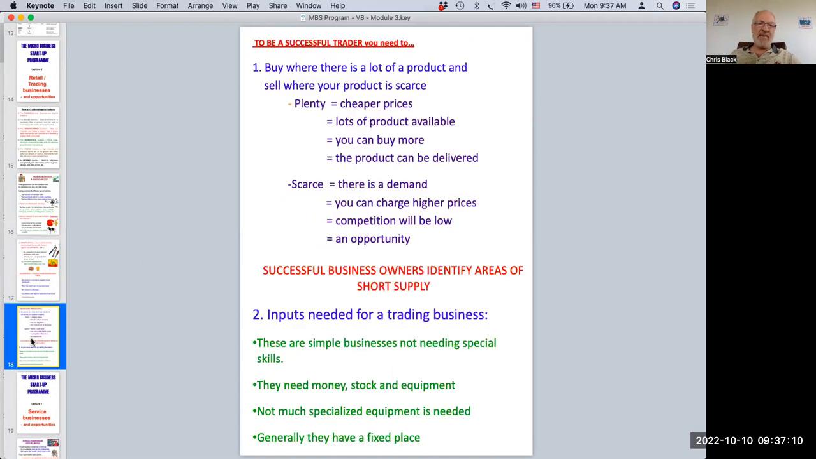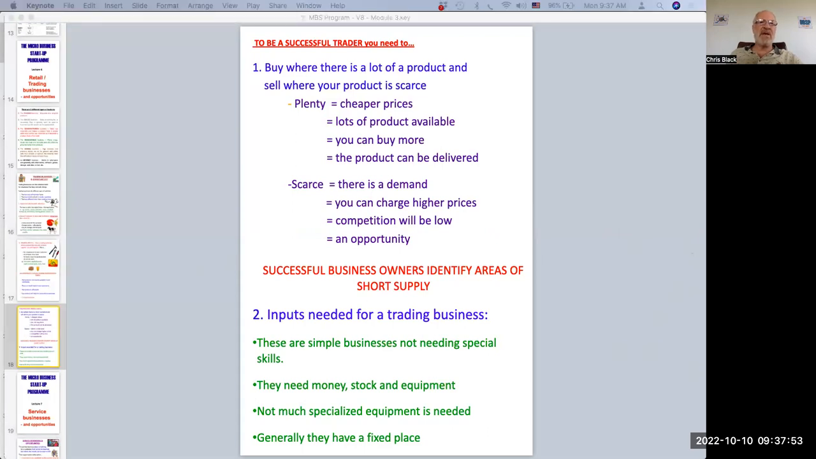Then we looked at the inputs needed, and you need some skills, but not any special skills. So you need just general business skills. You need a bit of money, stock, and equipment, but not really any specialist equipment. And generally, these businesses have a fixed place. And of course, if you really want to be a great trader, then you find where the products are plentiful, and you buy from the areas where the products are plentiful, and then you sell them where the products are scarce. And so that's one of the ways that you can make a lot of money.